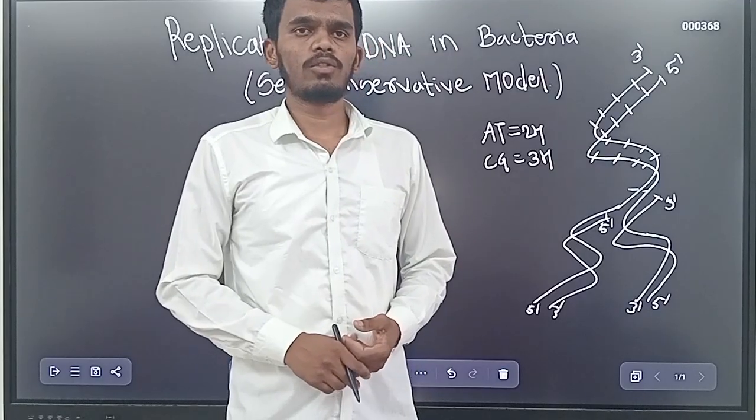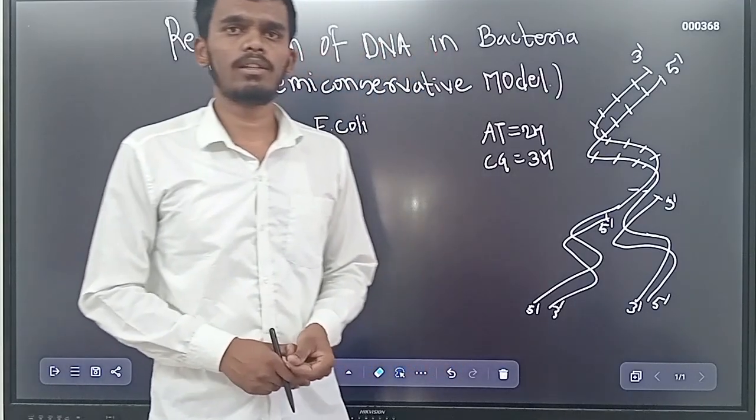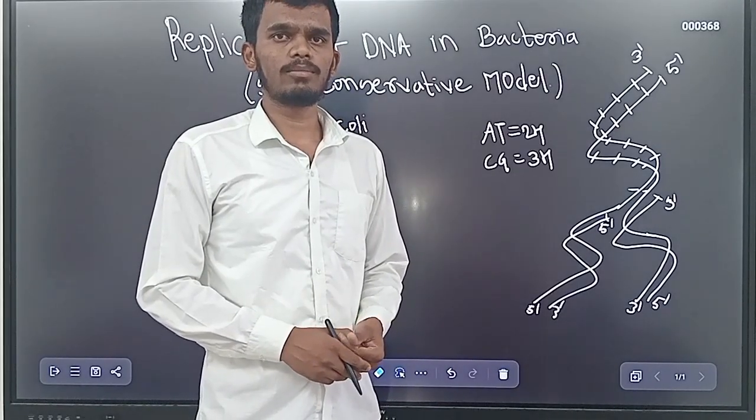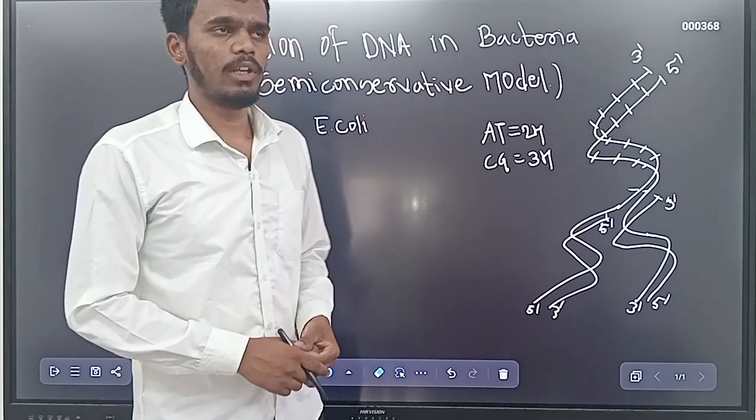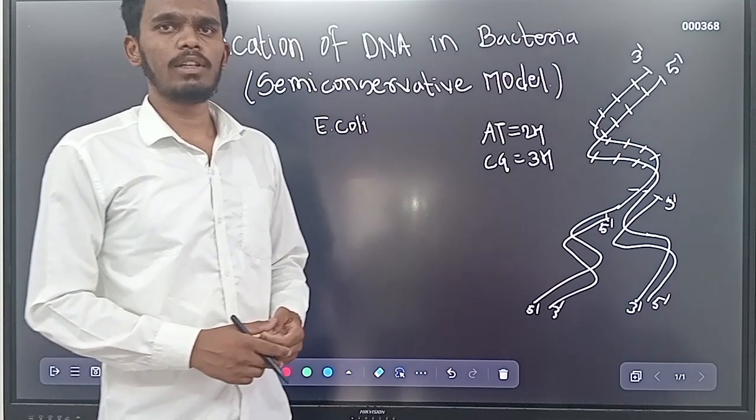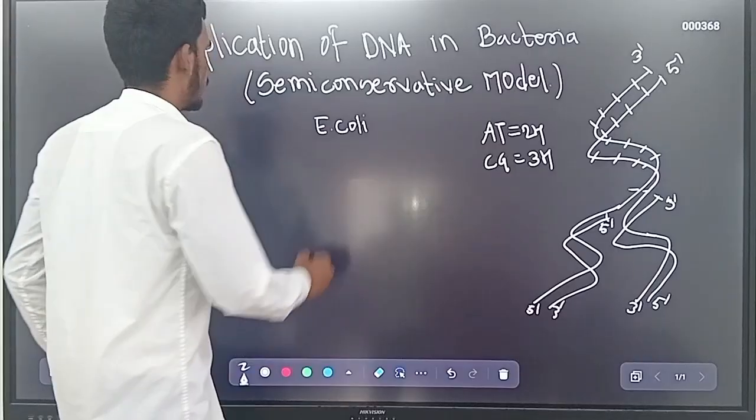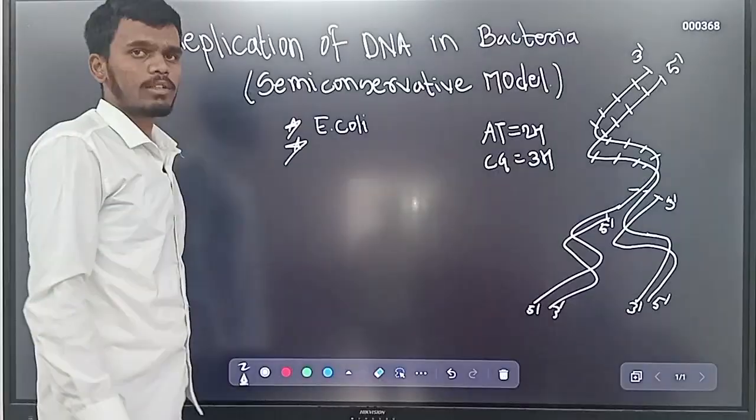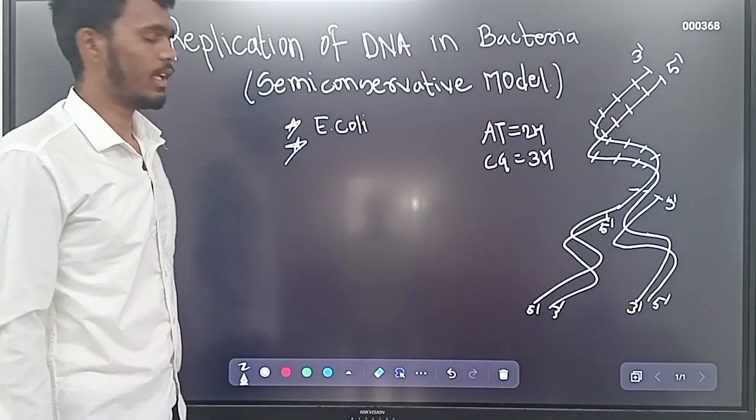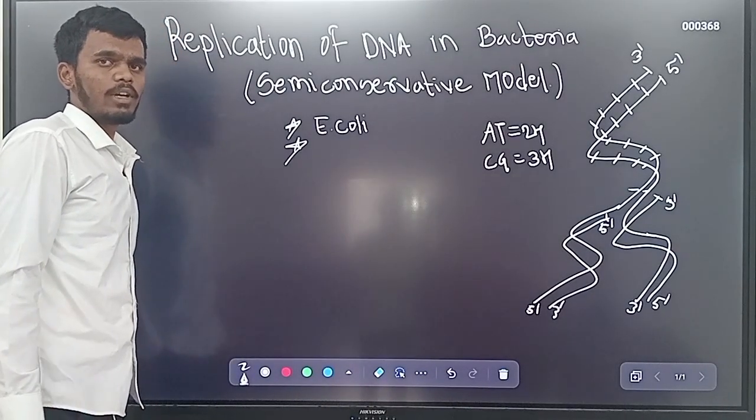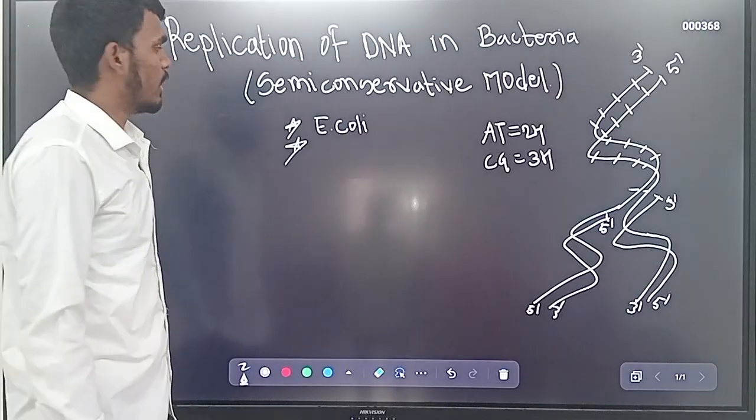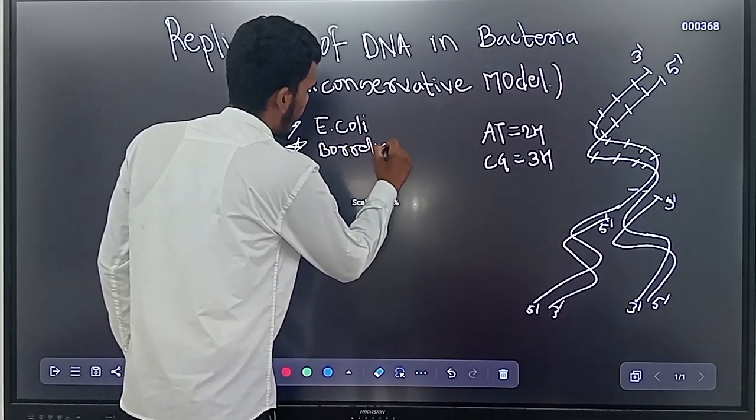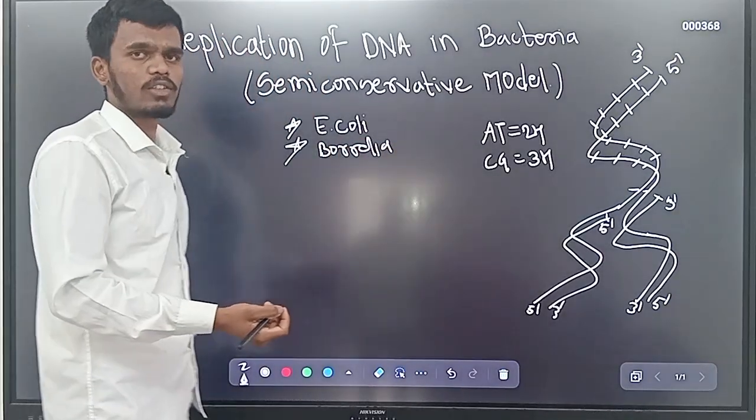at IFAS. So, for today's presentation, I have chosen the topic of replication of DNA in bacteria, a model which is completely explained in Escherichia coli. There are two major bacteria in which this semi-conservative model of replication of DNA is explained. First is E. coli and the second one is Borrelia. Borrelia is a genus of spirochete.